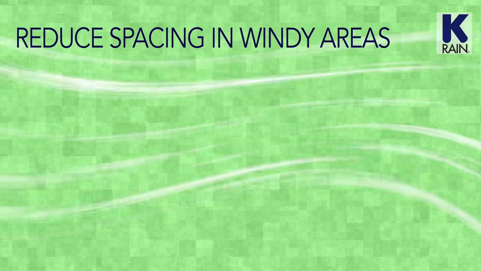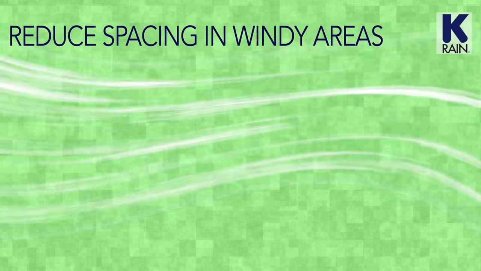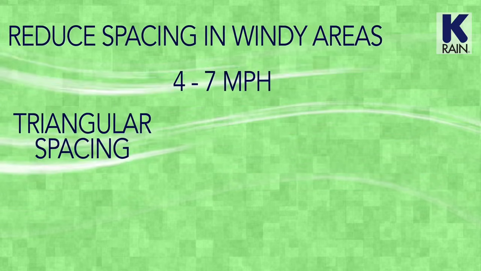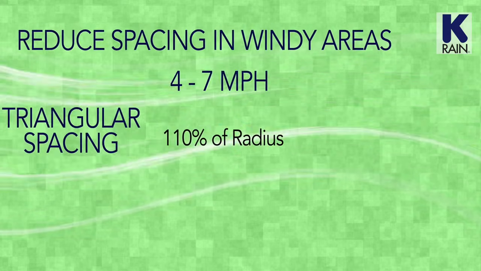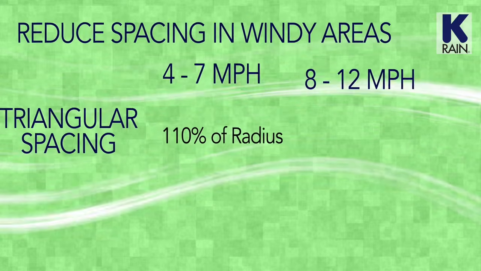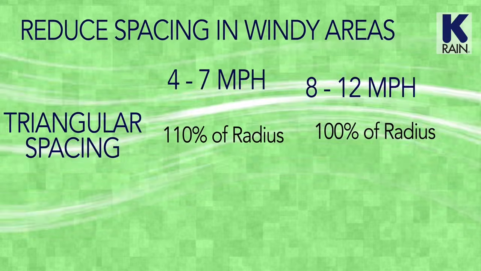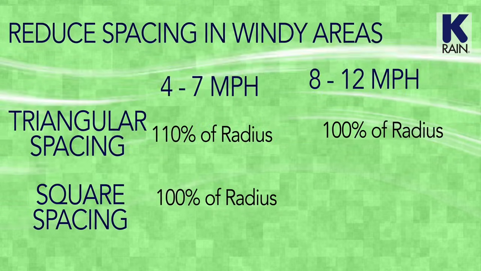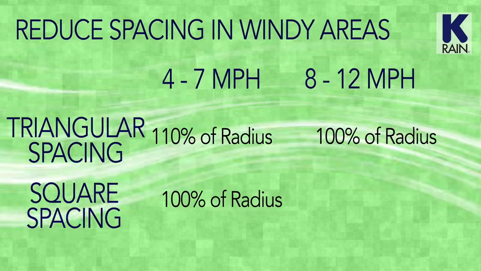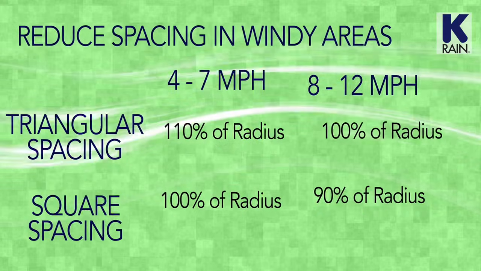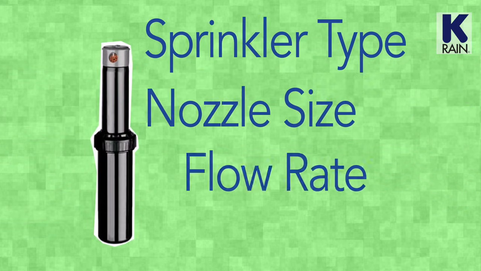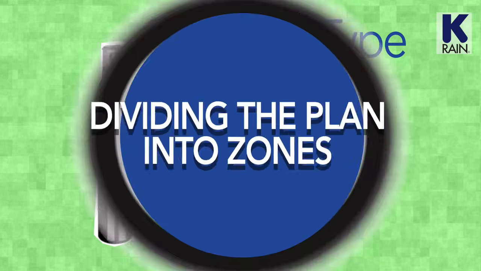Sprinkler spacing should be reduced in sites with the prevailing wind over 4 miles per hour. For triangular spacing, a prevailing wind of 4 to 7 miles per hour dictates a maximum spacing of 110% of the radius, and a prevailing wind of 8 to 12 miles per hour requires a maximum spacing of 100% of the radius. For square spacing, spacing should not exceed 100% of the radius in areas with winds from 4 to 7 miles per hour, or 90% of the radius for areas with winds of 8 to 12 miles per hour. When laying out the sprinkler heads on the plan, be sure to indicate the sprinkler type, nozzle size, and flow rate for each sprinkler head.